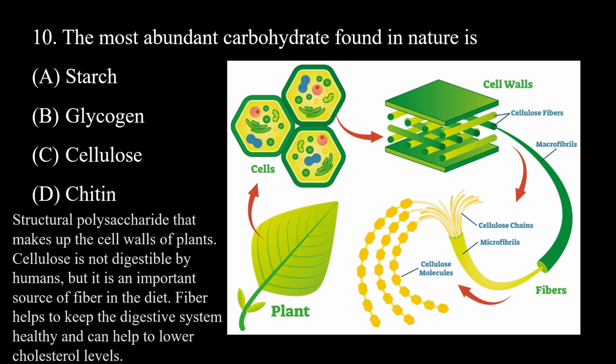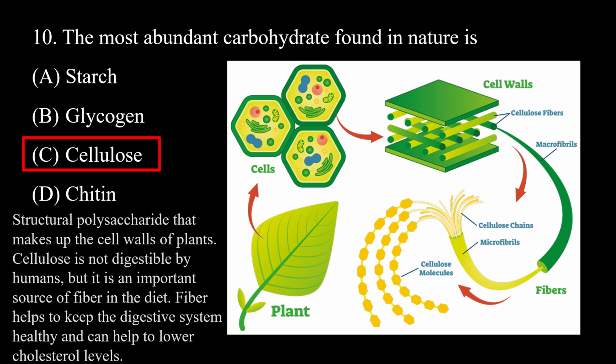Question number 10 is, the most abundant carbohydrate found in nature is A. Starch, B. Glycogen, C. Cellulose, D. Chitin. The right option is cellulose, as cellulose is one of the structural polysaccharides that makes up the cell walls of plants. So cellulose is present in plants, and plants make up the entire environment. They are present very abundantly in the environment. So cellulose is a carbohydrate that is found abundantly in nature.